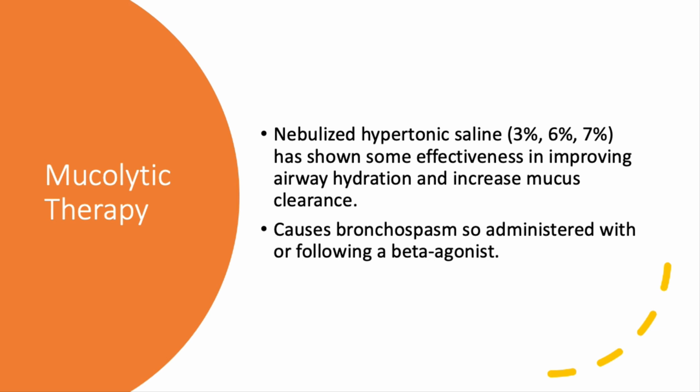Three, 6, and 7% saline is hypertonic saline. And when it's nebulized and inhaled, it coats the mucus and helps to draw fluid into the mucus to thin it. It's important to know that whether it's hypertonic saline or Mucomyst, these treatments tend to be a little irritating and can cause the patient to have bronchospasms. This is another reason we give albuterol with these.